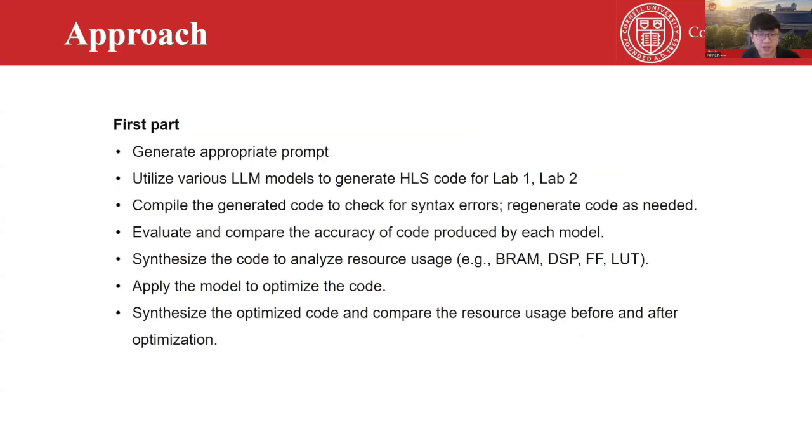Next, we evaluate and compare the accuracy of the code produced by each model. This involved running the code and checking its output against expected results. We then synthesized the code to analyze resource usage, including BRAM, DSP, and LUT. This step was crucial to understand how efficiently the generated code used hardware resources. Finally, we applied the models to optimize the code. We synthesized the optimized code and compared resource usage before and after the optimization to measure the improvements.